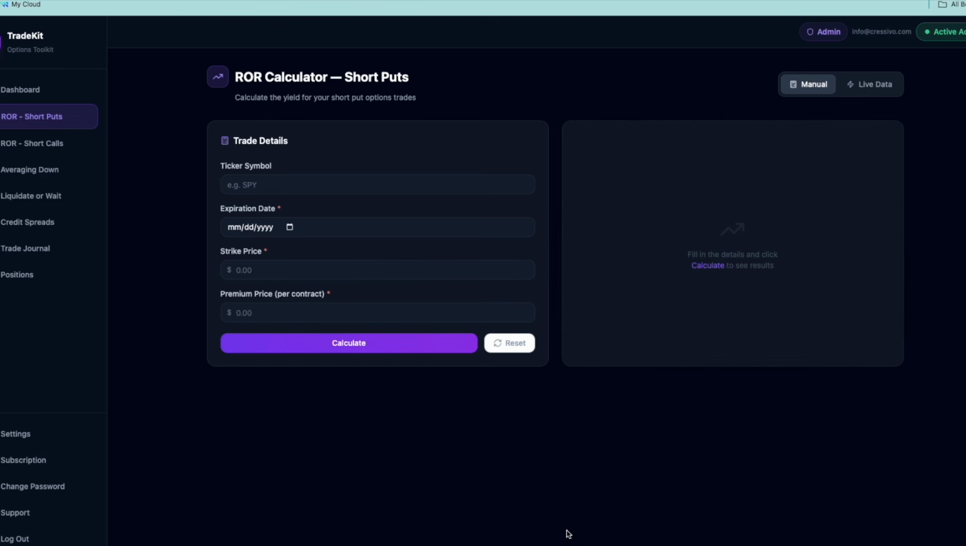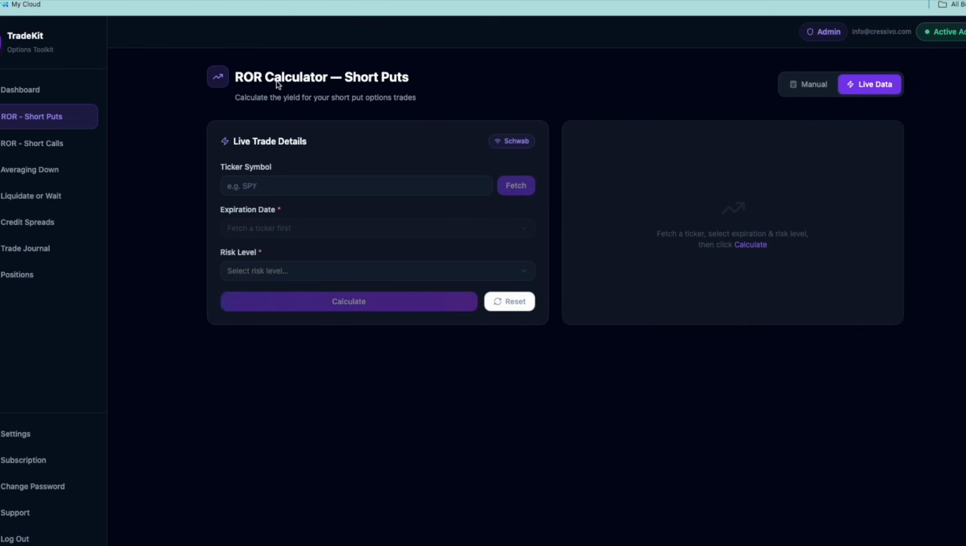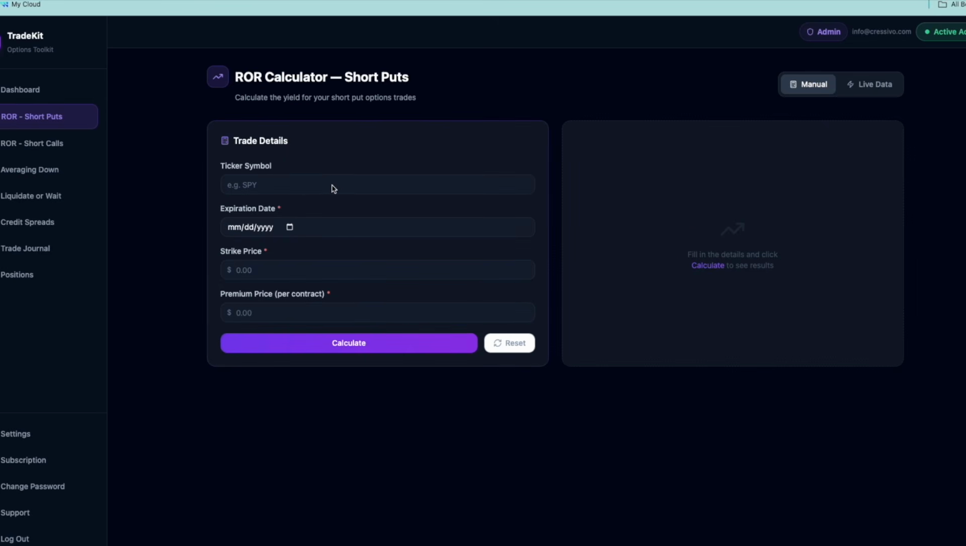Now, here's a cool tool that I built that I use myself and you can use too. It's going to help me look at different trades super easy so I can make more efficient decisions and faster. Now, it's got a few features, but we're going to go to the short puts feature. And you can manually enter the information, but there's such an easier way.